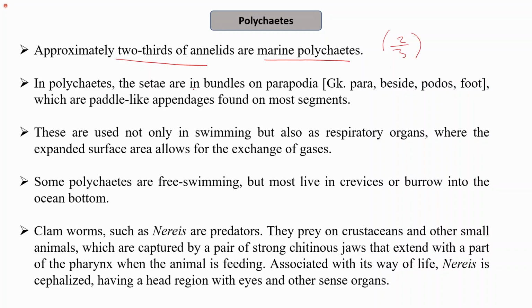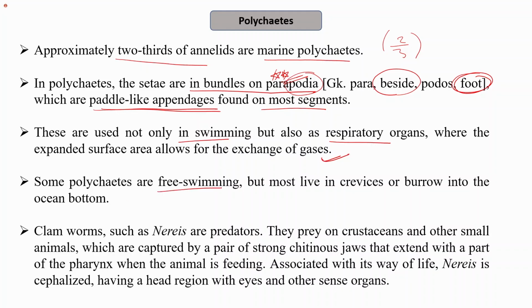In polychaetes, the setae are in bundles on parapodia. Para means beside, and the word podia is always used for the foot. So they have foot-like structures, paddle-like appendages found on most segments. Parapodia is a characteristic of polychaetes. These are used not only in swimming but also as respiratory organs, where the expanded surface area allows for the exchange of gases.